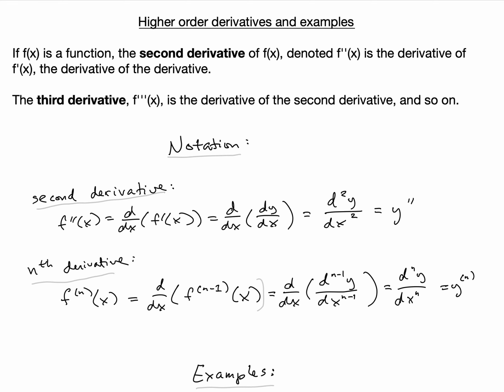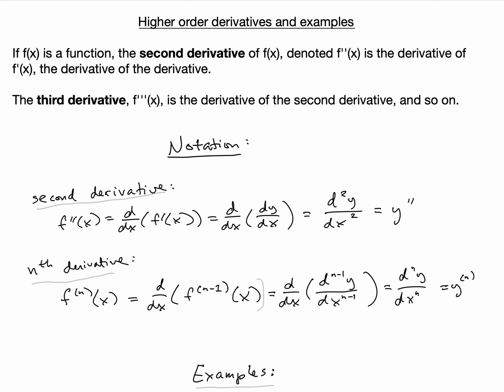In this video, we're going to talk about higher order derivatives and do a few examples. So if f of x is a function, the second derivative of f, denoted f double prime of x, is the derivative of f prime of x. That is, it is the derivative of the first derivative. Similarly, the third derivative, f triple prime of x, is the derivative of the second derivative, and so on. So the 16th derivative of f of x is the derivative of the 15th derivative of f of x.